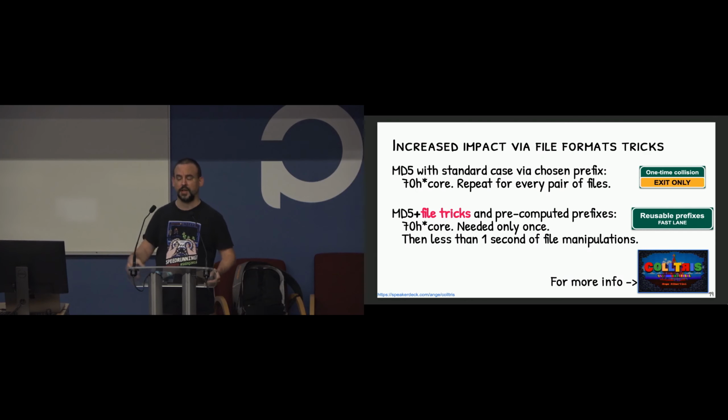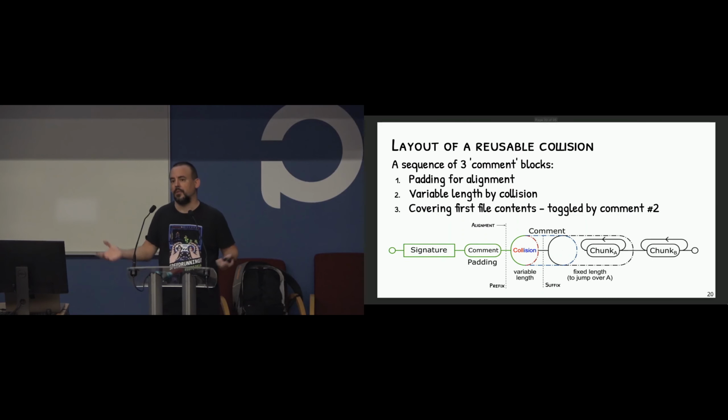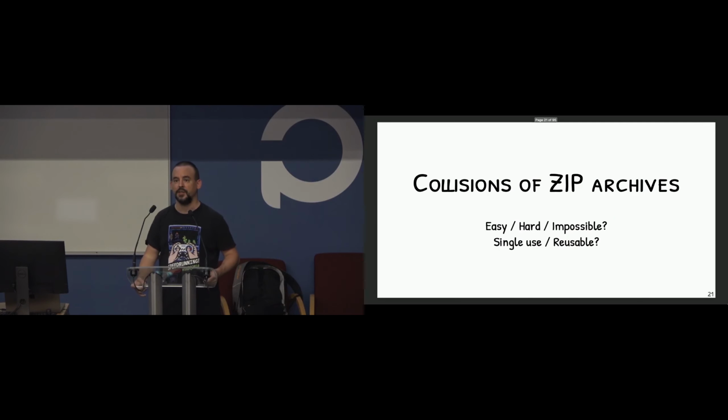So, you can perform a single computation for two files, but by combining that with file format tricks, you can have some prefix that can be reused, and then you do one computation, and then it takes just instant. You can make instant collisions of files of arbitrary content. And okay, you have some kind of structure where you chain commands, but again, there are more details in the workshop slides and the video.